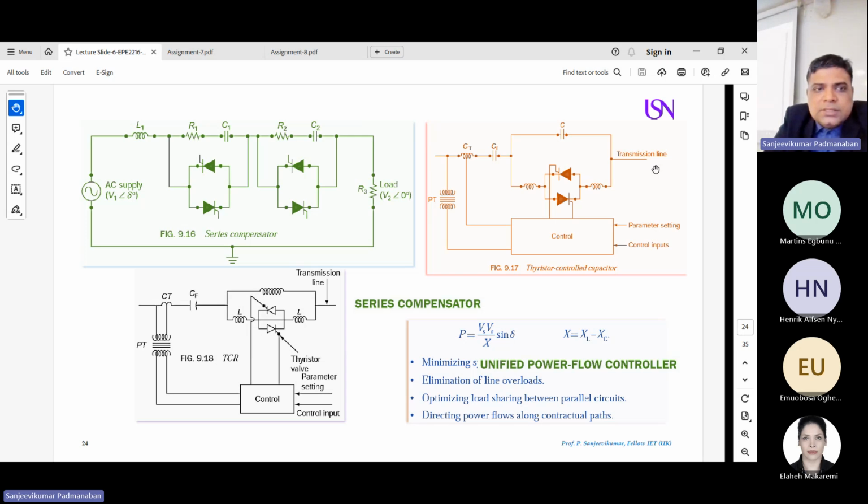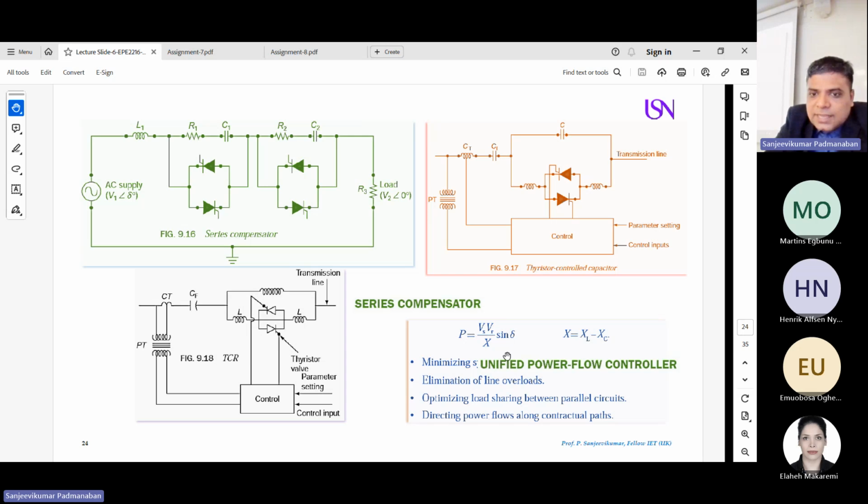So this system is called a series compensation because we are connecting passive components, and the passive components are controlled by static devices as an active component. Now we are changing the value of C by using these thyristors. So they become actively controlled capacitors. That's why they are called thyristor controlled capacitors.